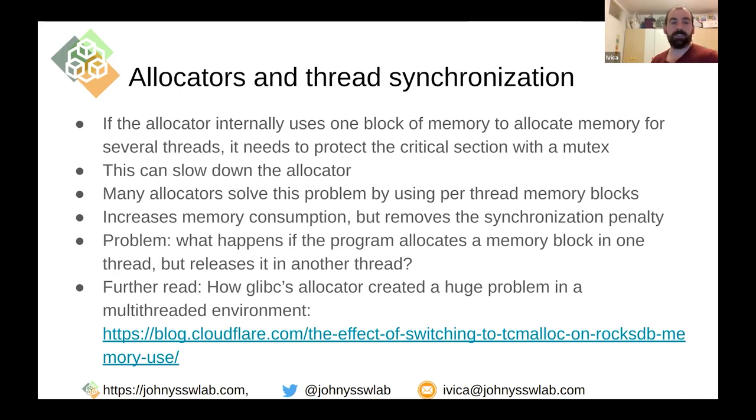There is another problem: what happens if the program allocates memory in one thread, and then releases the chunk in another thread? This creates a complexity for those allocators that use those kinds of strategies. I found a really nice explanation. It's how the glibc library created a huge problem in database software, and they replaced the allocator with some other one, and then it fixed it. So who is interested, there is a link so you can read.